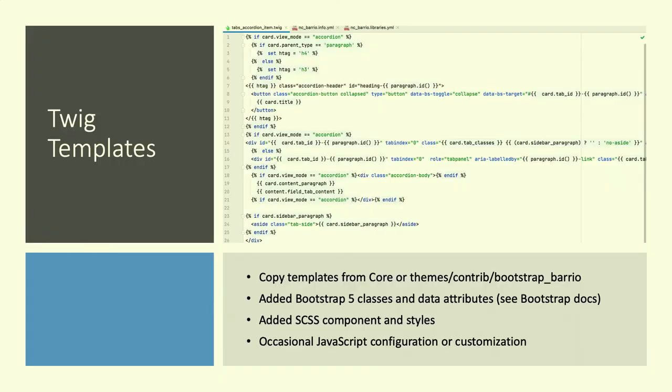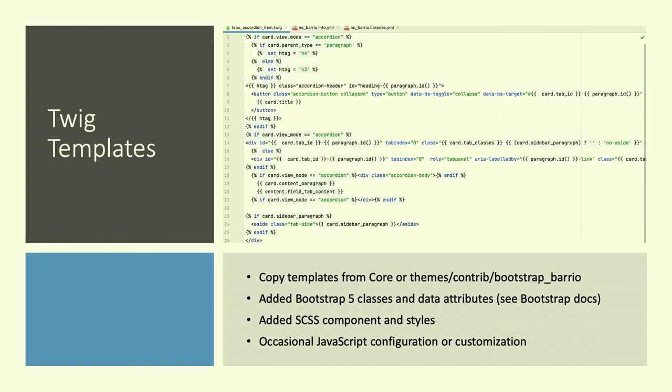And then the bulk of our work at this point was really just going through the Twig templates. A lot of templates we could copy out of core, we just had to make sure we put in the Bootstrap classes or the data attributes if you're hooking up the JavaScript functionality. Or occasionally we found the templates in Bootstrap Barrio and the contrib theme, and we copied those out and rewrote them, adding the CSS and styles, and occasionally doing some JavaScript configuration.